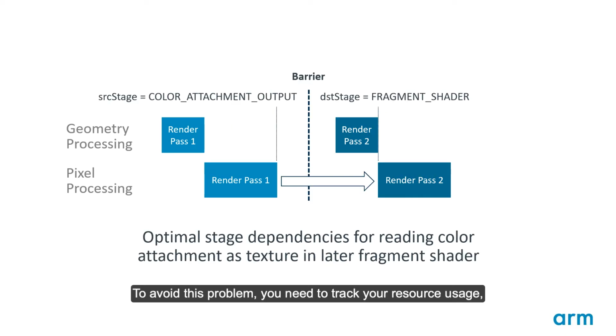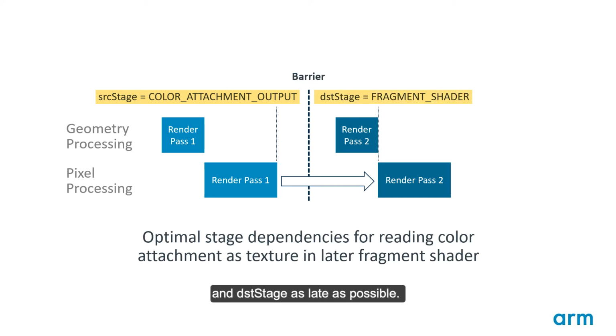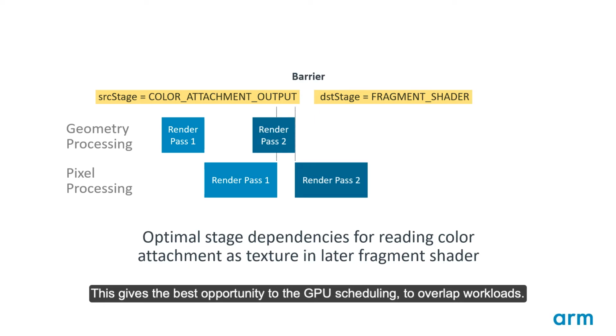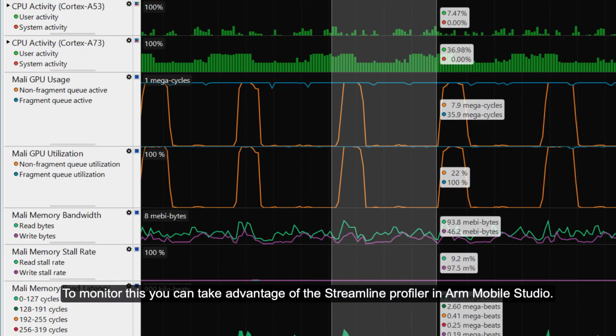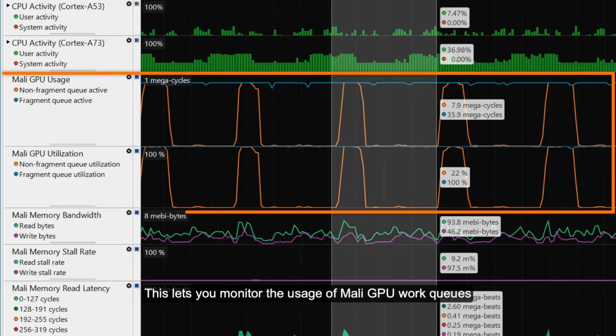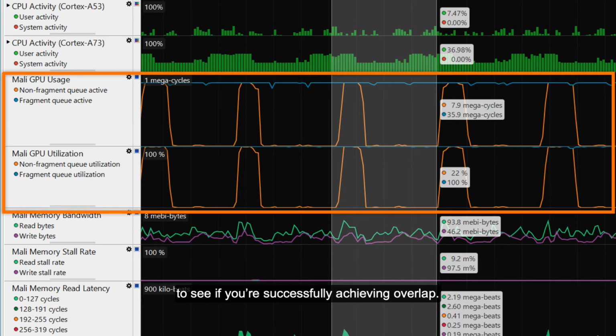To avoid this problem, you need to track your resource usage, so you can set source stage as early as possible in the pipeline and dest stage as late as possible. This gives the best opportunity to the GPU scheduling to overlap workloads. To monitor this, you can take advantage of the Streamline profiler in Arm Mobile Studio. This lets you monitor the usage of Mali GPU work queues to see if you're successfully achieving overlap.